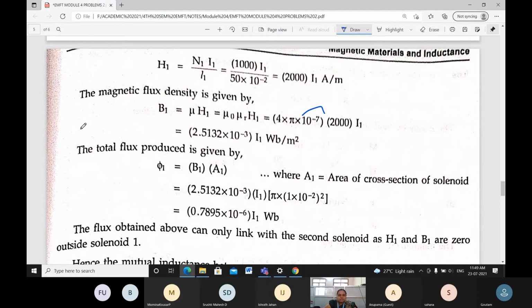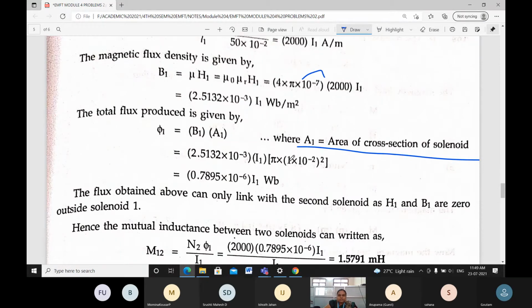Then the total flux produced, phi 1, is equal to B1 into A1, where A1 is the area of cross section of the solenoid. Pi r square you have to consider here. Then B1 we know the value. About A1, it is pi r square, where 1 centimeter is given, for that reason 1 centimeter square. Then again multiply each and every term. Then you will get 0.7895 into 10 raised to minus 6 I1 Webers.